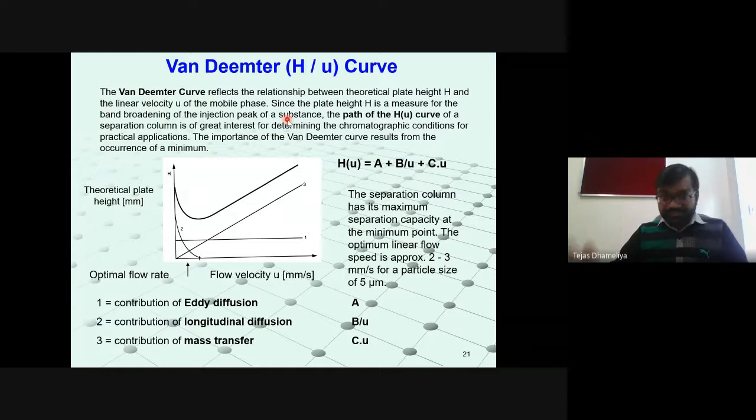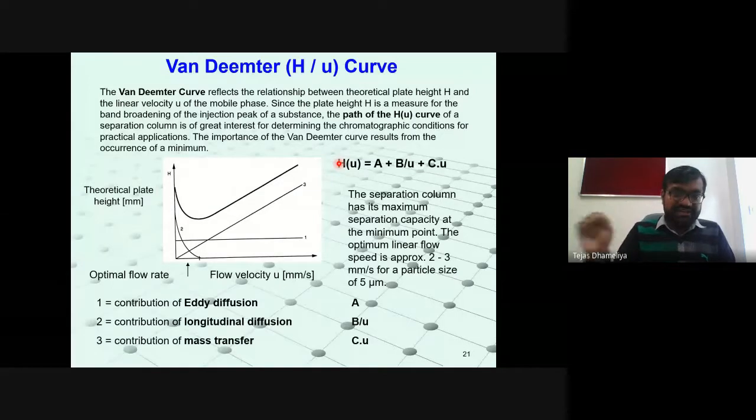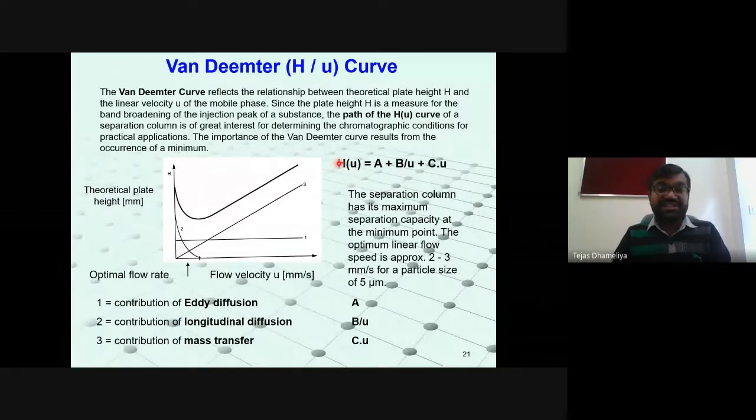Okay, so here the Van Deemter curve equation looks like this: H = A + B/U + C·U, where U is basically the linear velocity. Sometimes people also write it as mu instead of small letter u. So what is A and what is H? H is called HETP, height equivalent to a theoretical plate, which is a quantity that can be calculated for distinguishing the effective separation of the components.